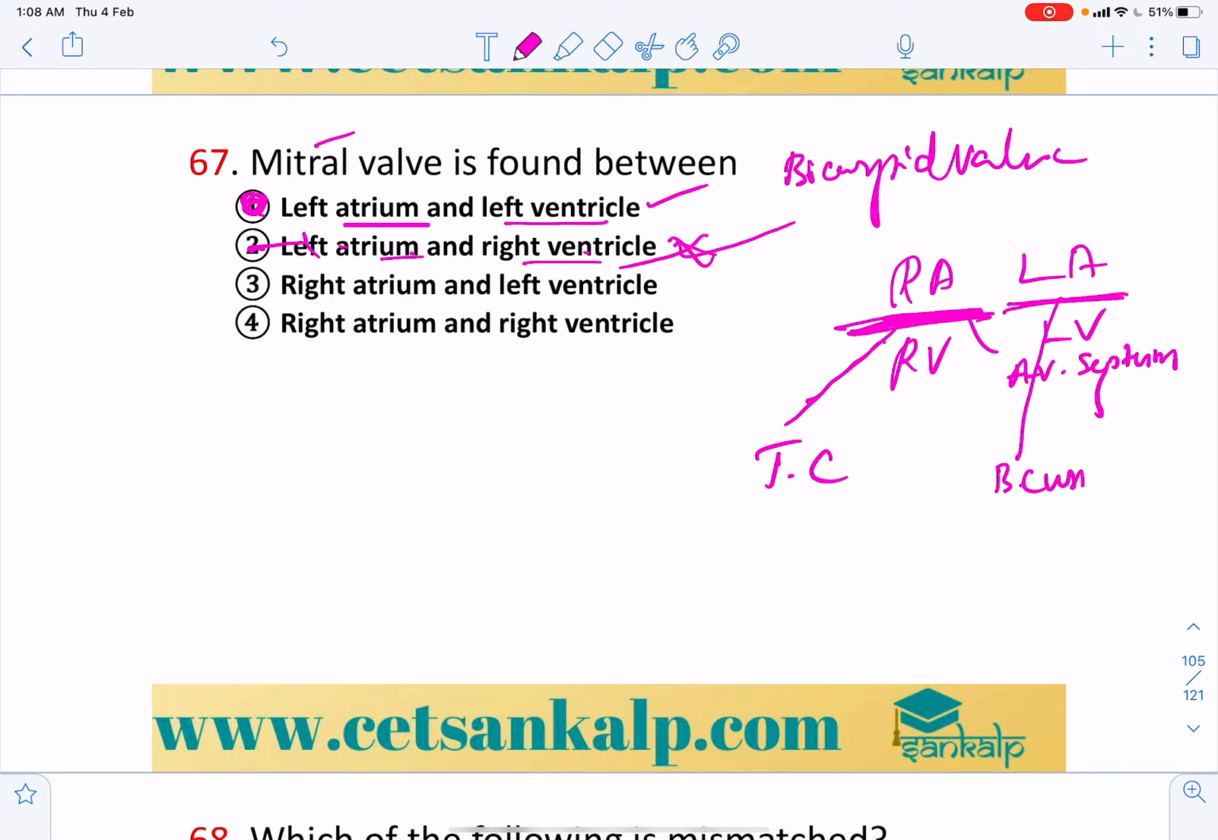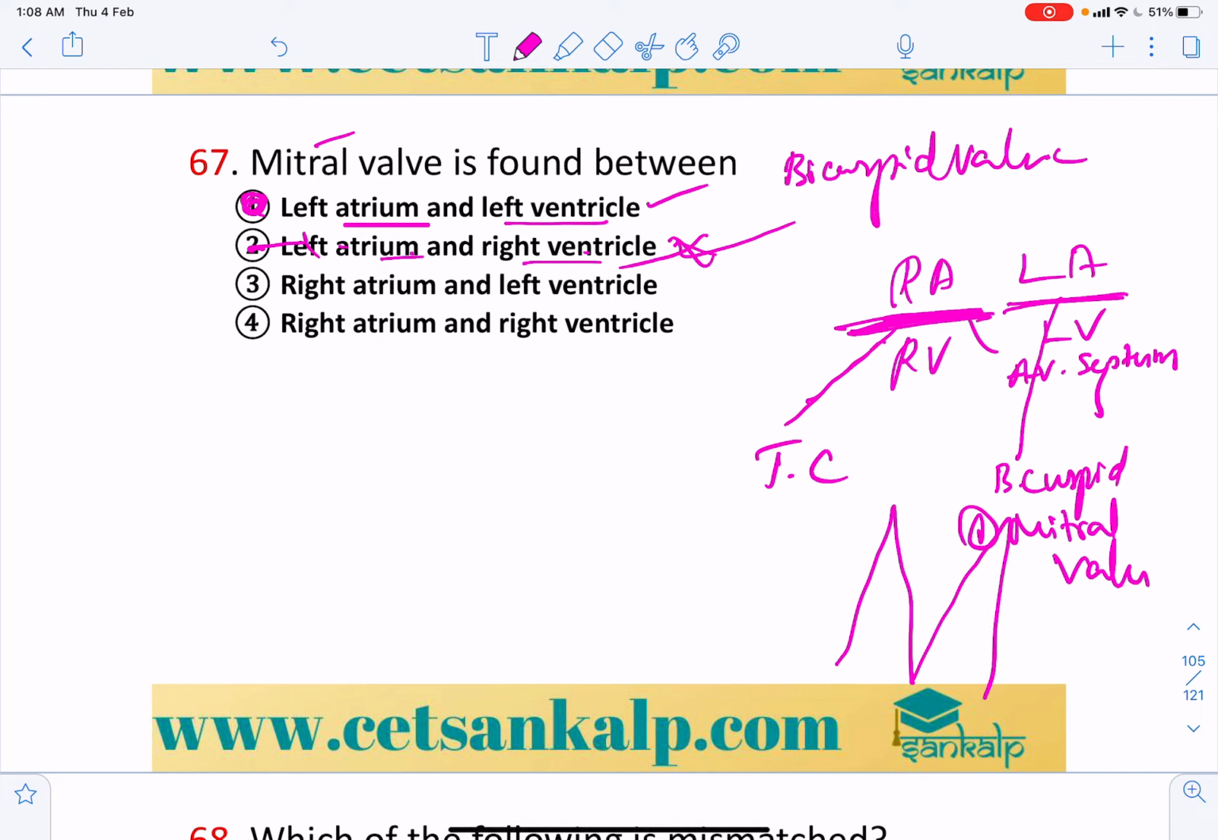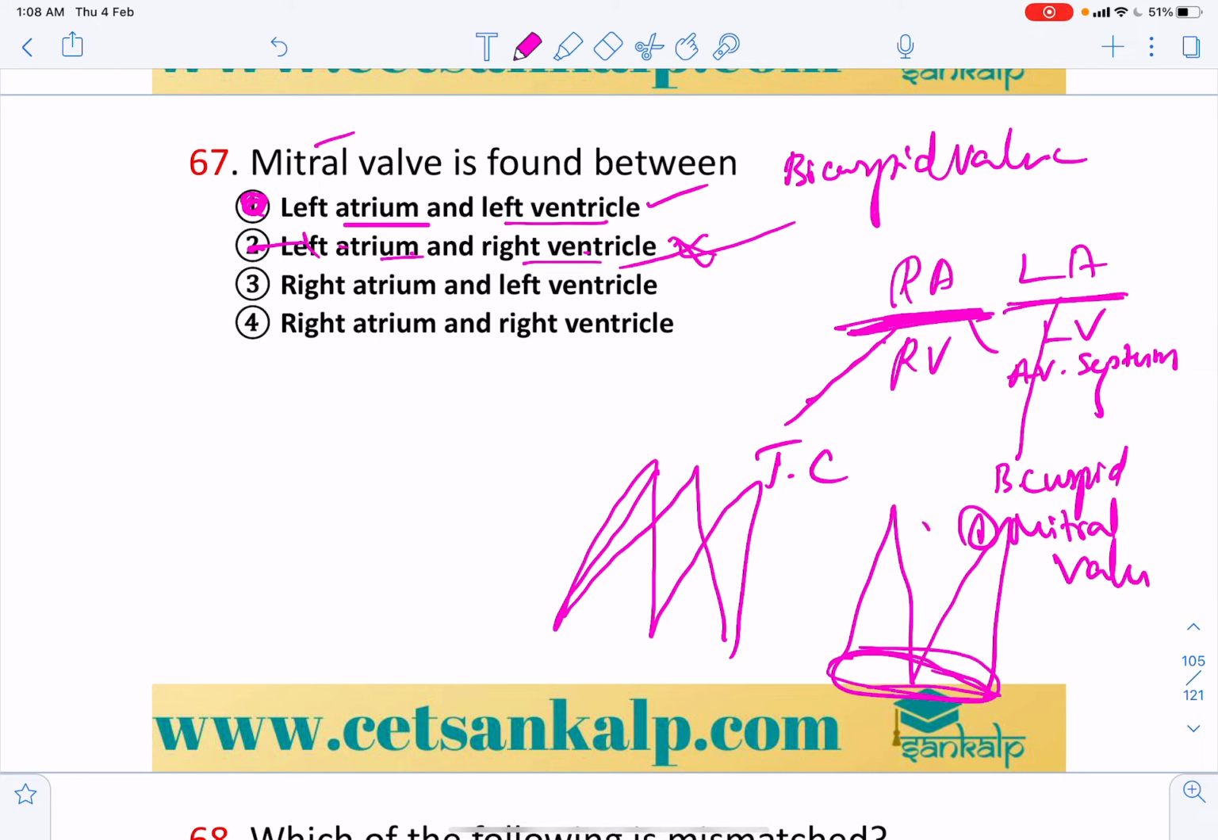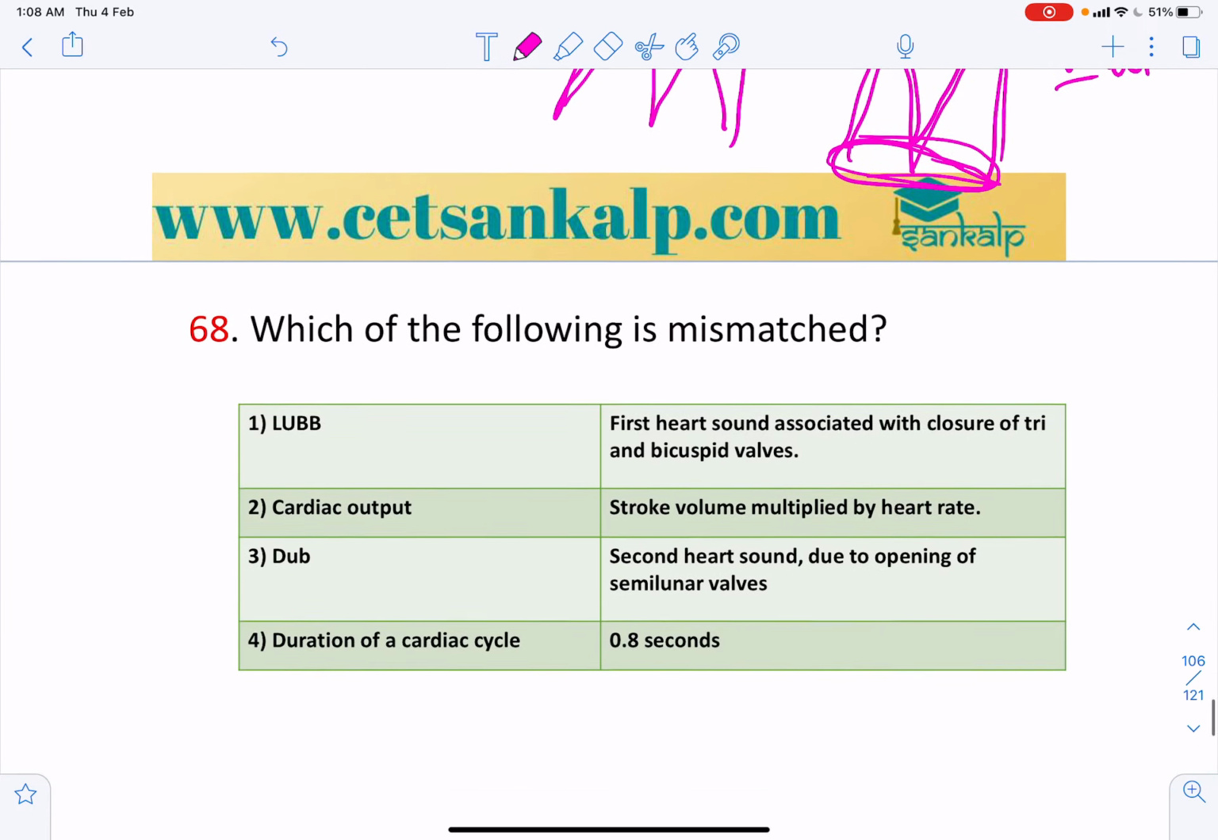So this bicuspid is also called the mitral valve. There are 3 flaps in the tricuspid, whereas there are 2 flaps in the mitral valve. It's like a nurse cap, right? So that is why it is called the mitral valve. So the answer for that is 67-1.